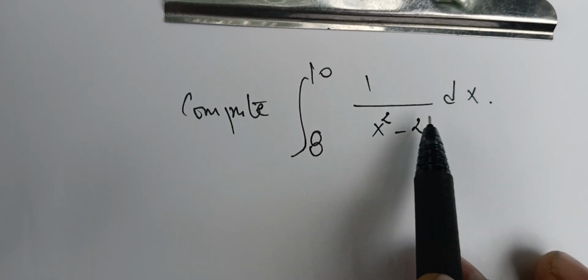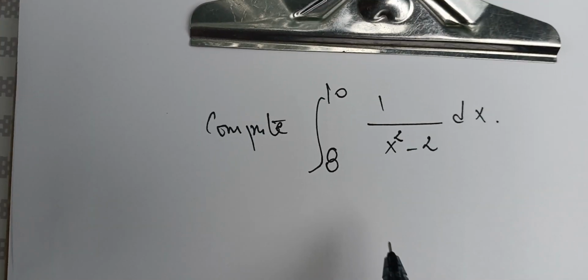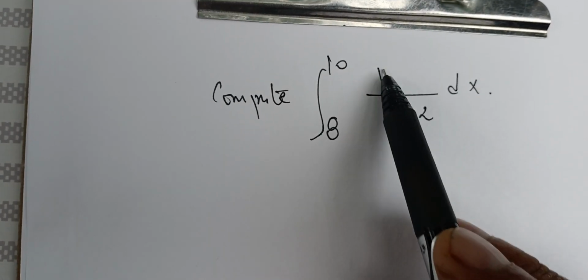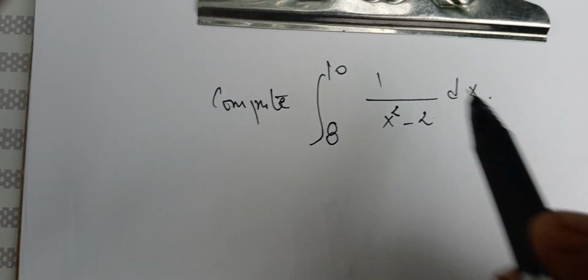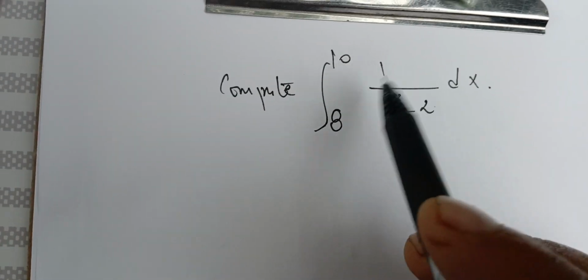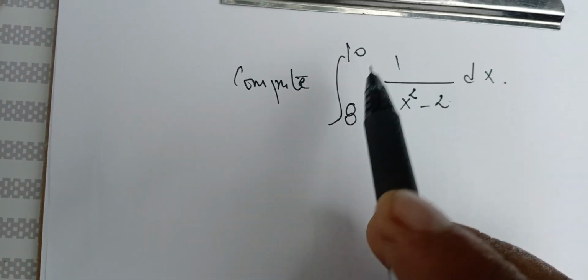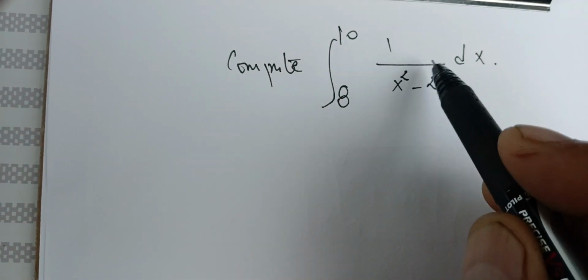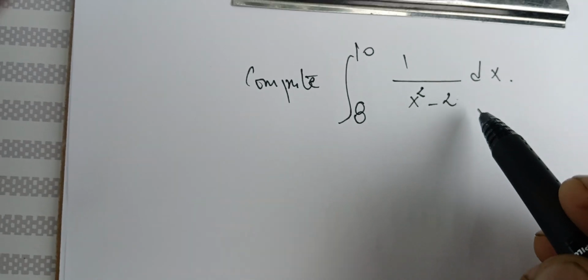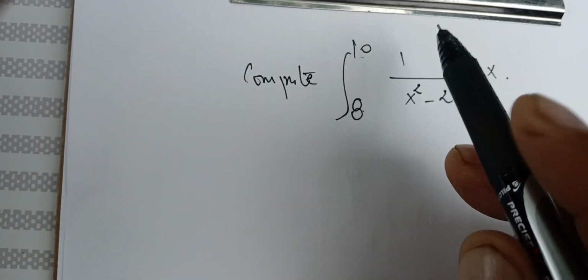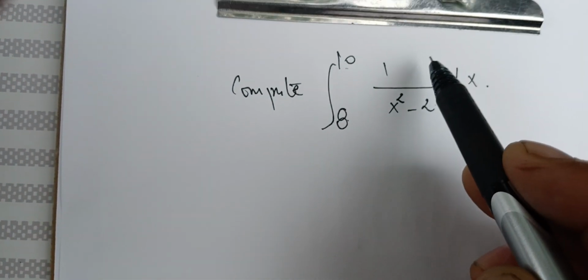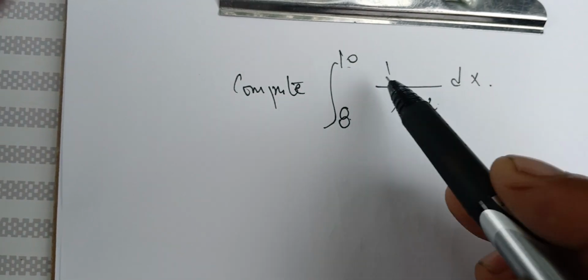Now we want to compute the value of this integral. Our function is 1 over x squared minus 2, and the lower limit is 8 and the upper limit is 10. We see that 1 over x squared minus 2 is bigger than 0 in this interval, 8, 10. So therefore, we can interpret this value as an area.